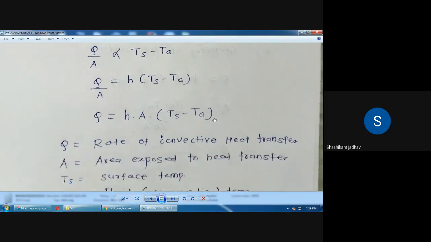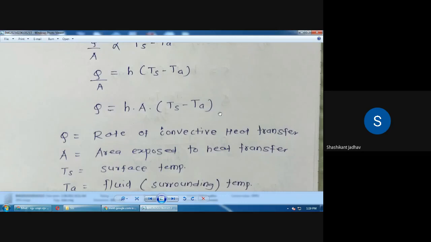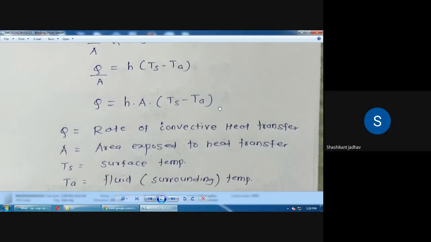Write down the meaning of each notation. Q is equal to rate of convective heat transfer. Q is nothing but the rate of heat transfer, but the heat transfer takes place due to convection, so it is known as the rate of convective heat transfer. Then A is equal to area exposed to heat transfer.